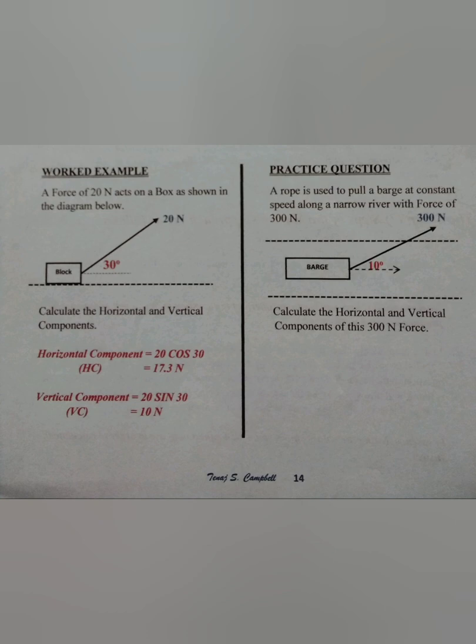Let's go over and look at the practice question. It says that a rope is used to pull a barge at constant speed along a narrow river with a force of 300 newtons. And you are being asked to calculate the horizontal and vertical components of this 300 newtons force, which is just a simple brain teaser to test your skills just to see if you understand. It also rounds out the culmination of this particular video and the topic of vectors on a whole.